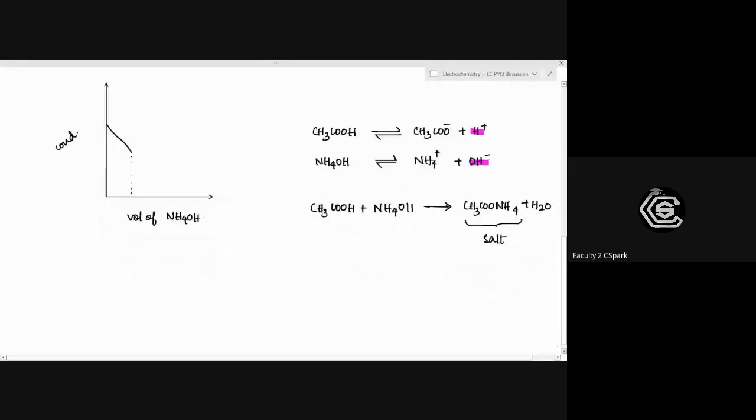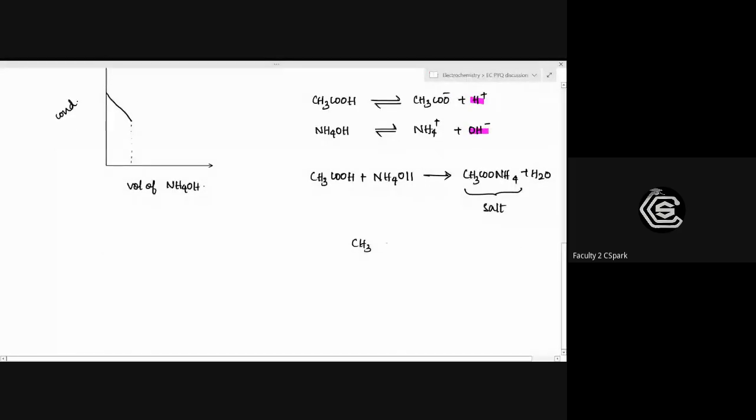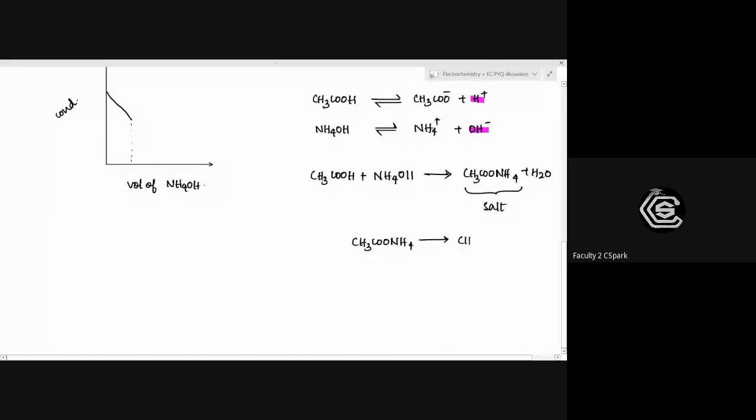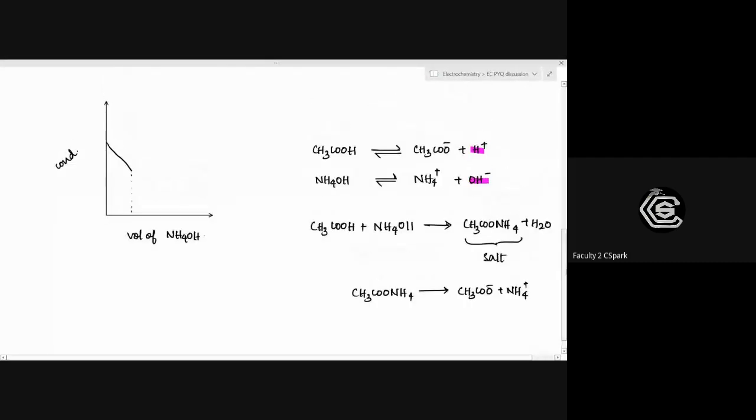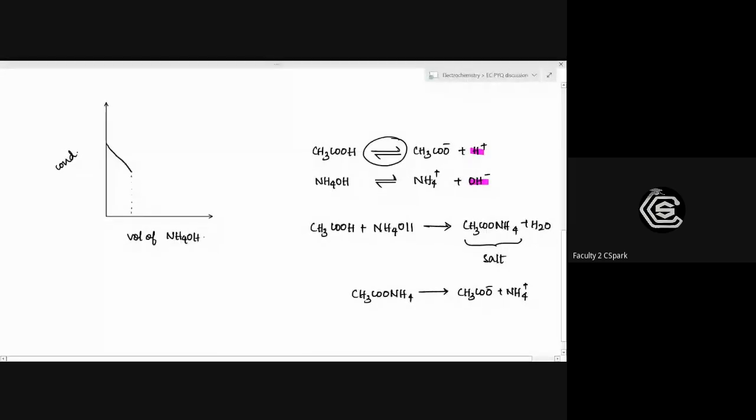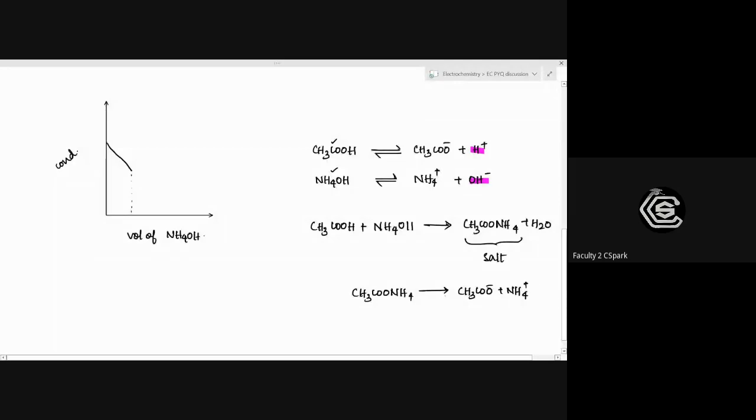Now, what is the speciality of the salt? The salt which is formed is completely dissociated into CH3COO minus and NH4 plus. Even though this acid is weak and this base is weak, we haven't used an equilibrium arrow here. This is direct. That means the salt dissociates completely into ions. So whenever the number of ions increases in the flask, definitely it will lead to an increase in the conductance. So even till the next point, the conductance will increase.